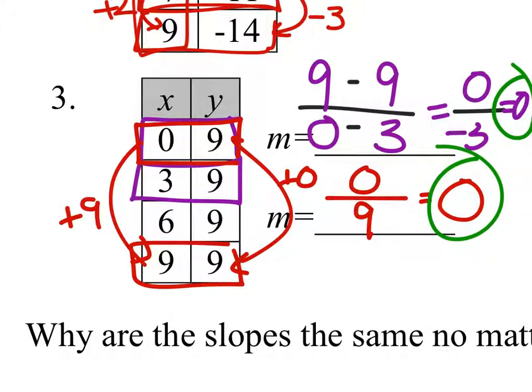So what do you remember about 0 slope lines? What do they look like? Horizontal lines, right? So it would look something like these.